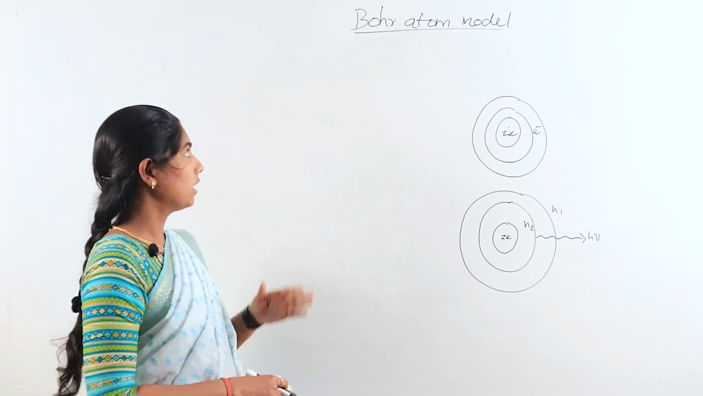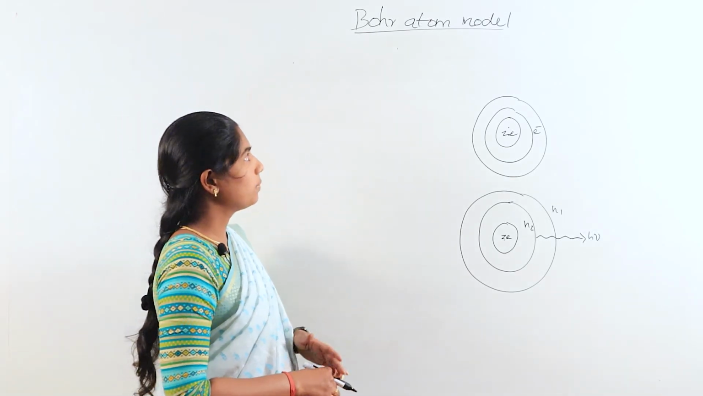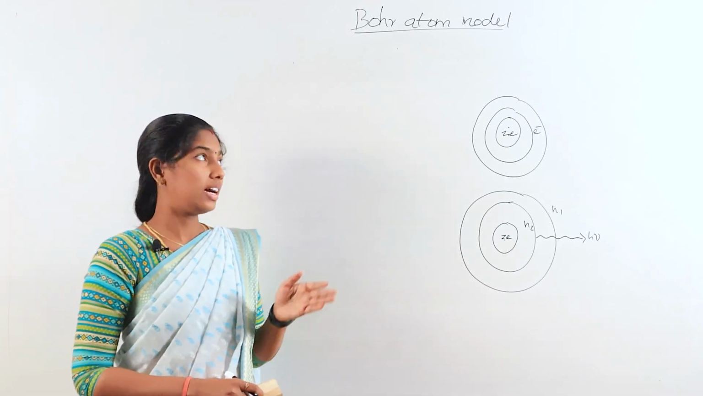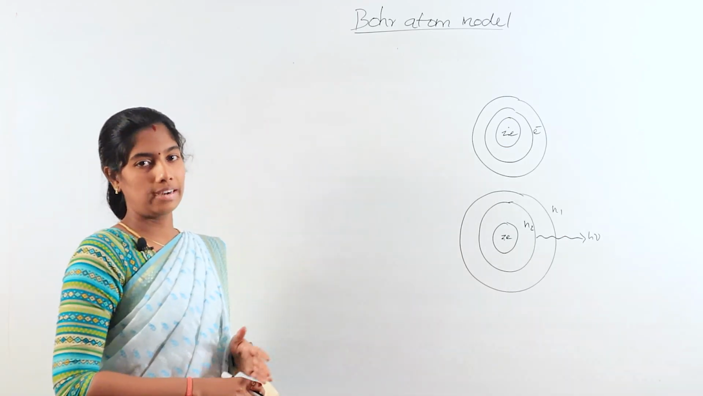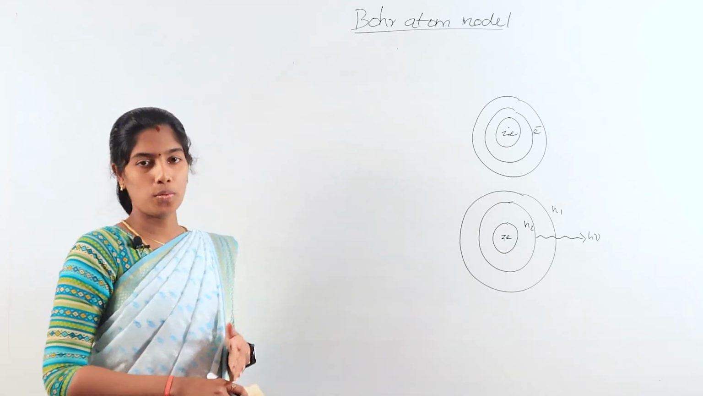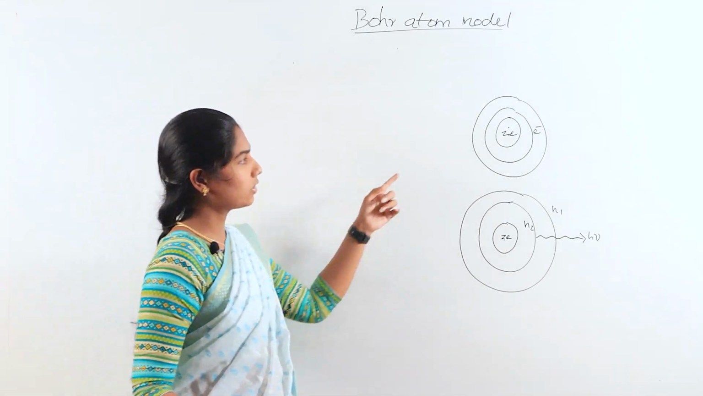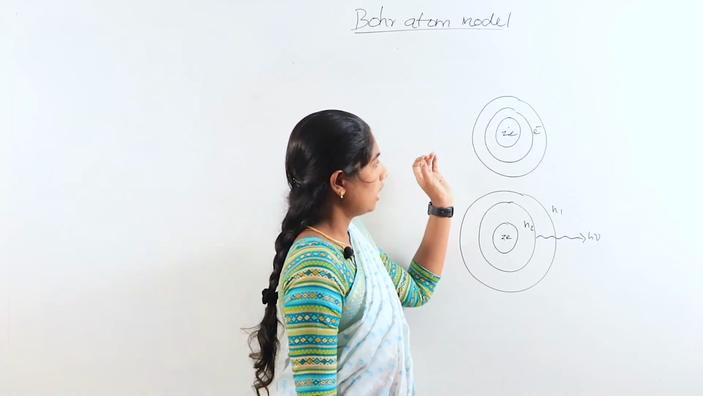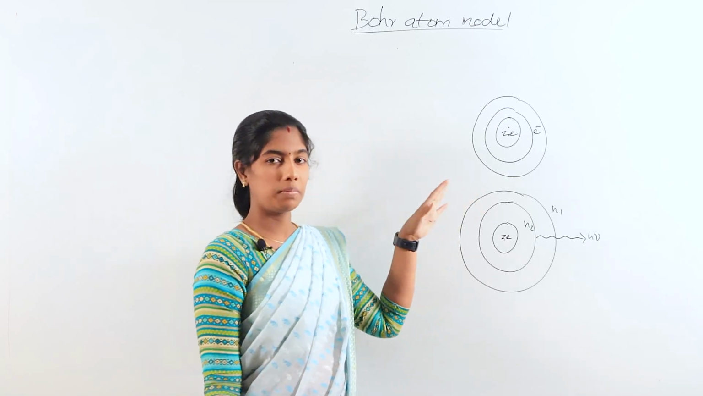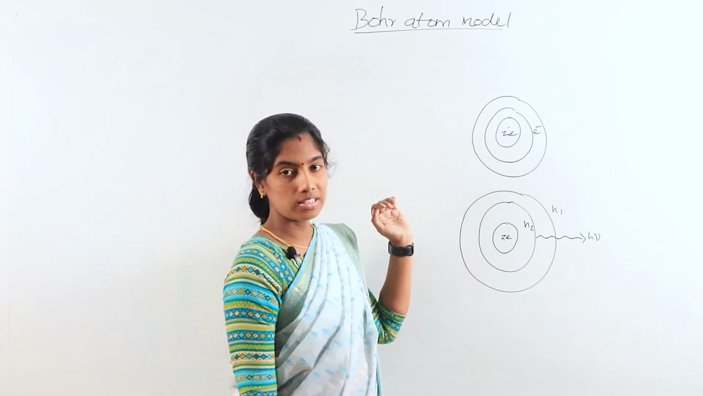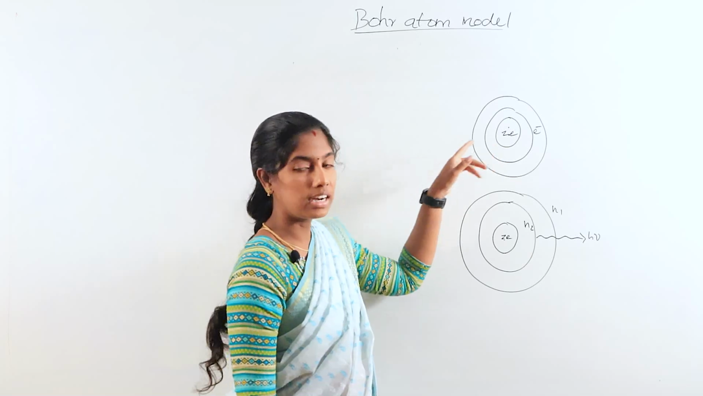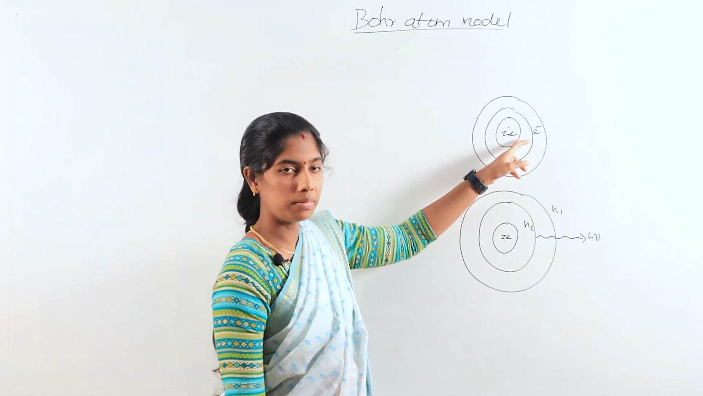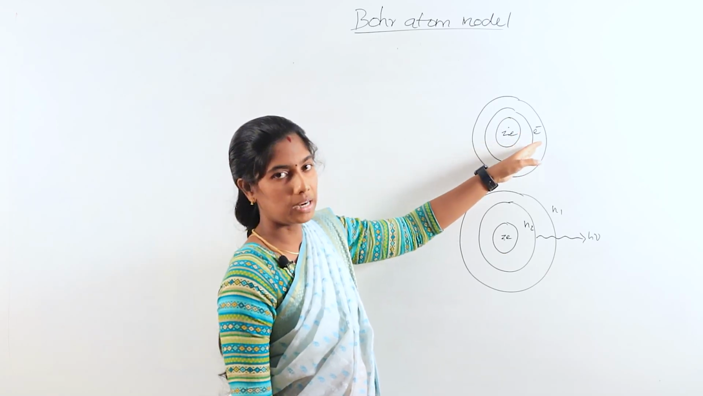Today I am going to explain the Bohr atom model. Bohr followed the Rutherford atom model and overcame its defects. He proposed two postulates. The first one: an electron cannot revolve around all orbits. It can only revolve around the permissible orbits. That is the first postulate. An electron can revolve around the permissible orbits for which the angular momentum is an integral multiple of h cross.